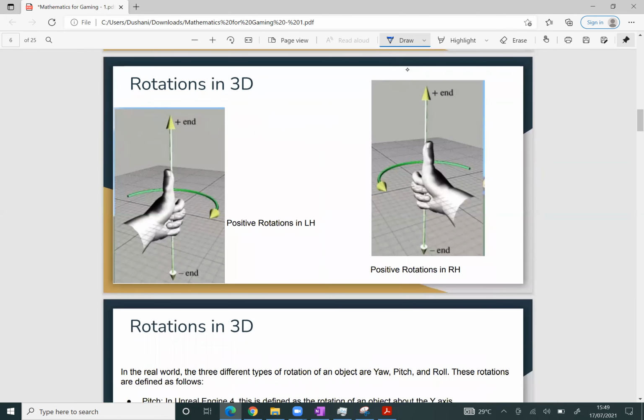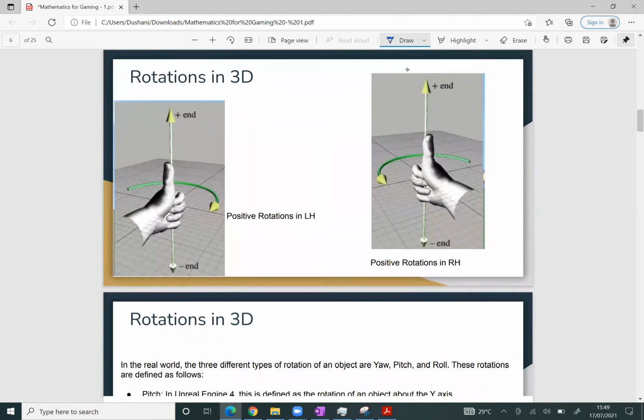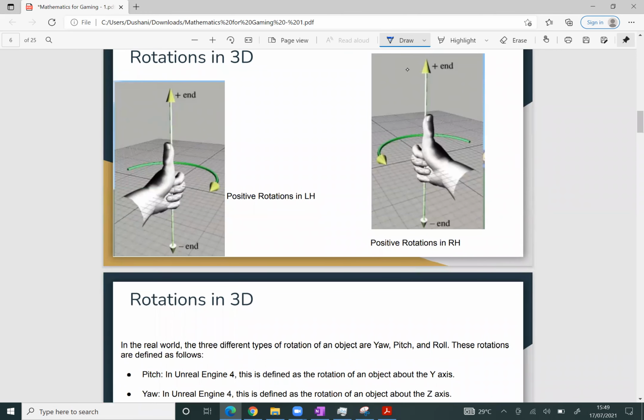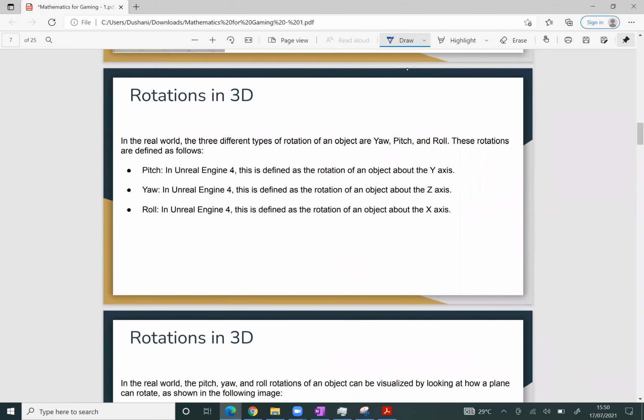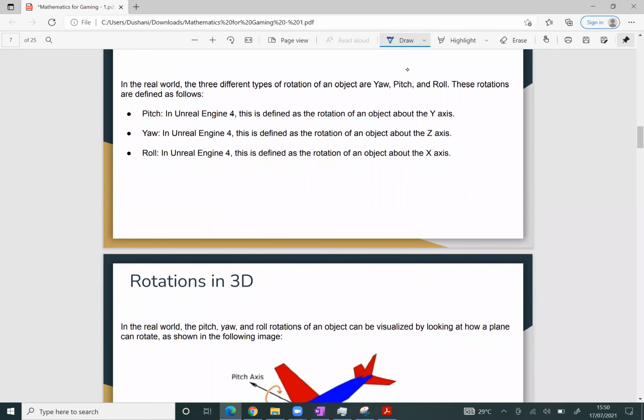When we look at rotations in the 3D space, in the real world, there are three types of rotations of an object which we can name yaw, pitch, and roll. So these rotations are defined as: pitch is defined as the rotation of an object about the y-axis. Yaw is defined as the rotation of the object about the z-axis, and roll, rotation about the x-axis.